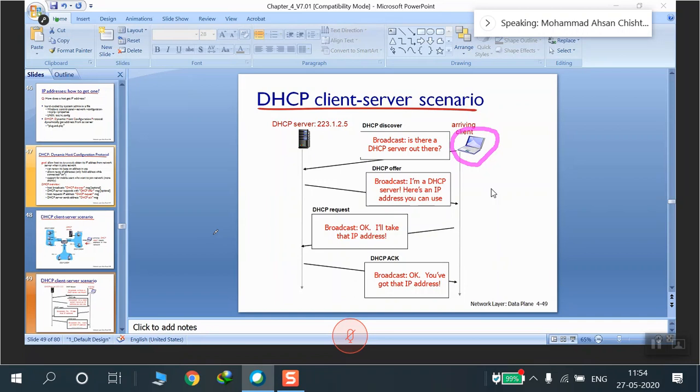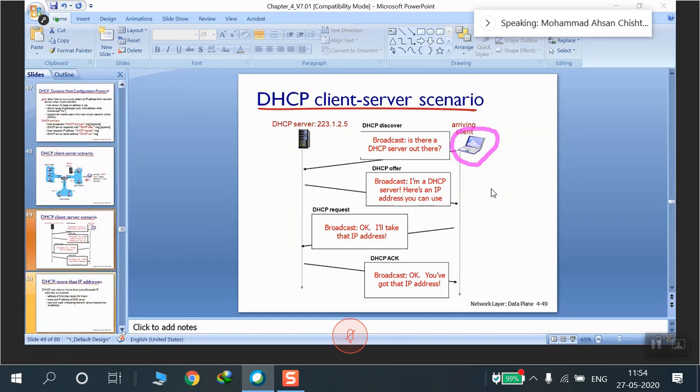Once this PC starts again, it would again have to ask for an IP address through the same procedure that is given here as the client-server scenario. And this time it can get a different IP address. It can get the same, it can get different, depending upon the availability of it. Okay, this is what we have basically, DHCP or Dynamic Host Configuration Protocol.